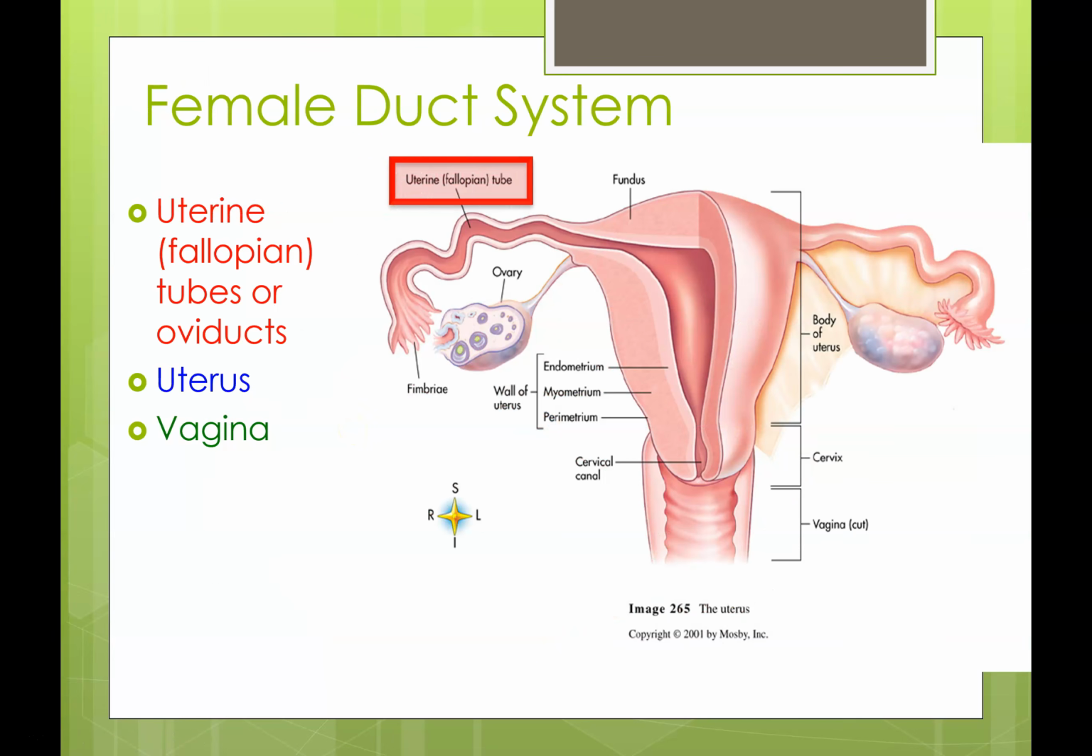So that brings us to the female duct system. We are going to be discussing the uterine or fallopian tubes, our uterus, as well as the vagina.